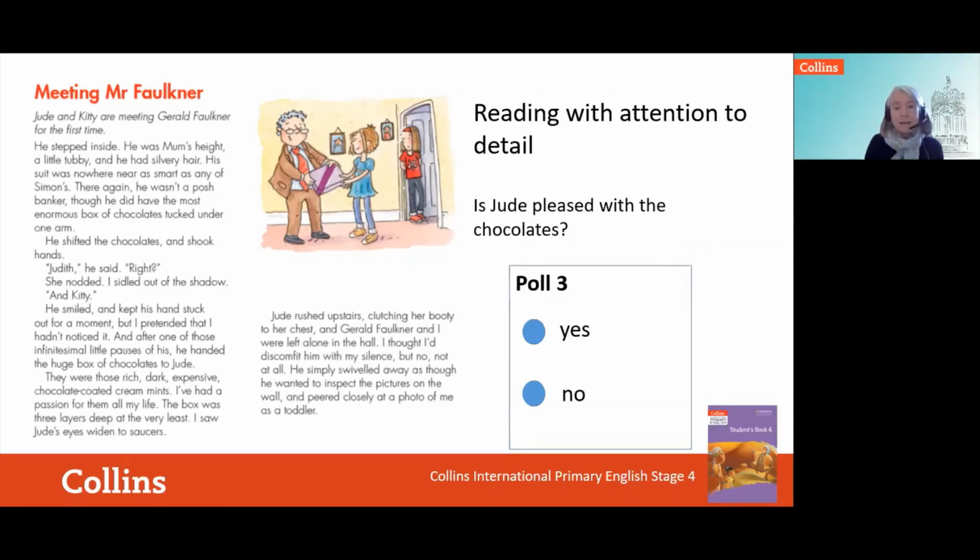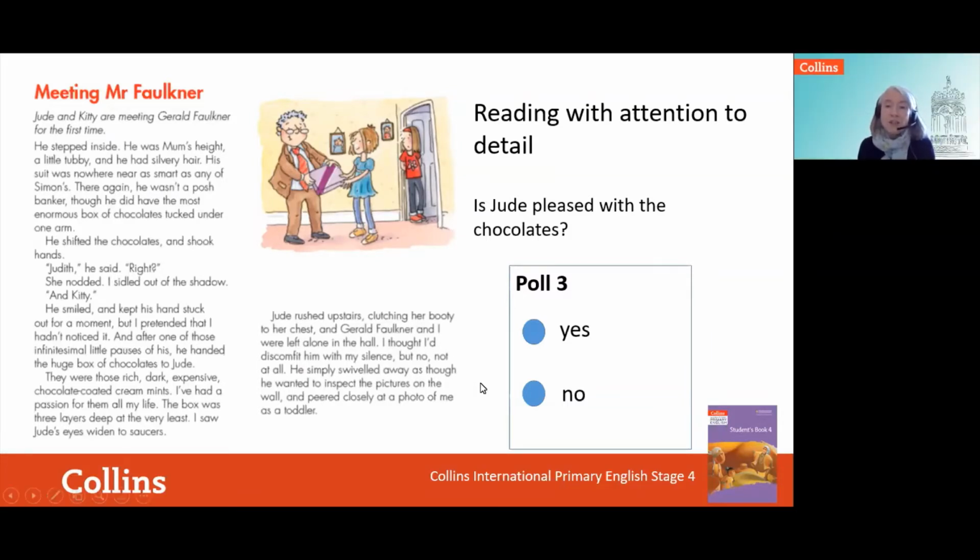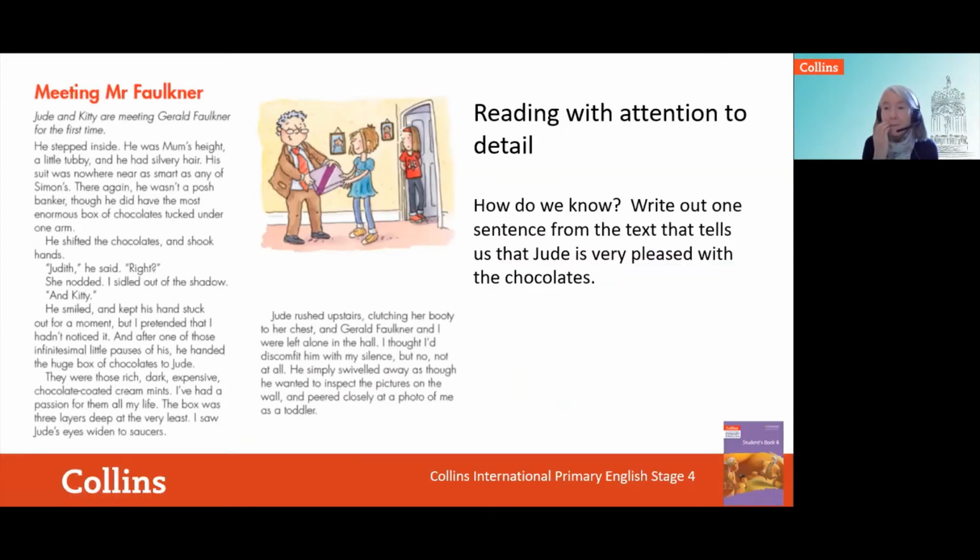Great, brilliant. That is definitely the correct answer. But this is a comprehension question, where students have to demonstrate they can read for inference. So you've all done that naturally, which is great. That's absolutely true. Jude is absolutely delighted to have some chocolates. But the key thing is, how do we know that?